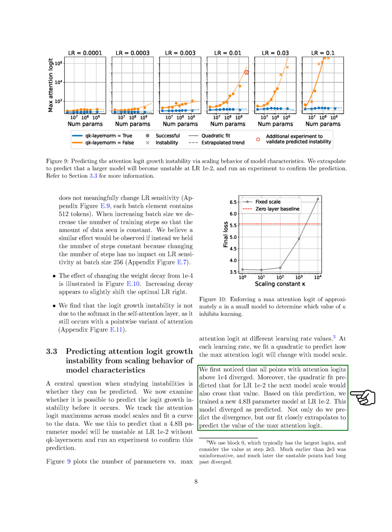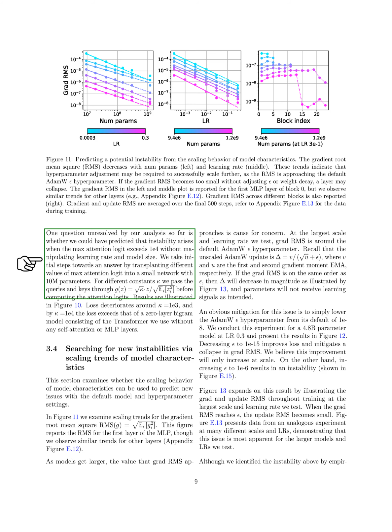Moreover, our quadratic fit predicted that the next model scale would also cross this value for a learning rate of 0.01. Based on this prediction, we trained a new model with 4.8 billion parameters at a learning rate of 0.01. This model also diverged as predicted. We then asked whether we could have predicted that instability arises when the max attention logit exceeds 10,000 without manipulating learning rate and model size. We took initial steps towards an answer by transplanting different values of max attention logit into a small network with 10 million parameters. We found that loss deteriorated around a constant of 1,000, and by a constant of 10,000, the loss exceeded that of a zero-layer bigram model consisting of the transformer we use without any self-attention or MLP layers.